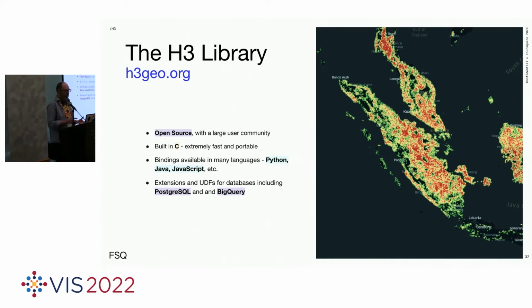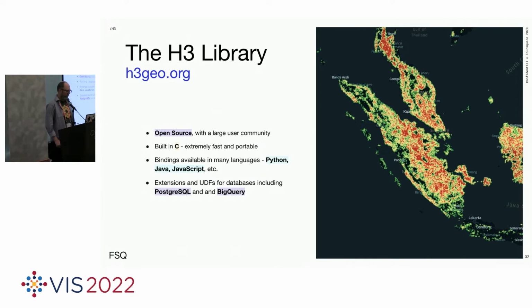So talking about the library itself, you can see more at h3geo.org. The library is open source. It has a fairly large user community. I don't know if I can say for certain that it's the most widely used discrete global grid at present, but I think we're probably close. S2 may still have more users.